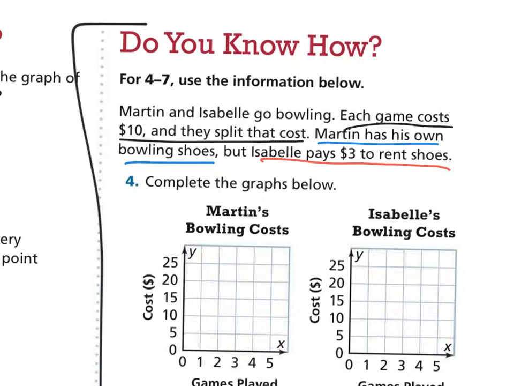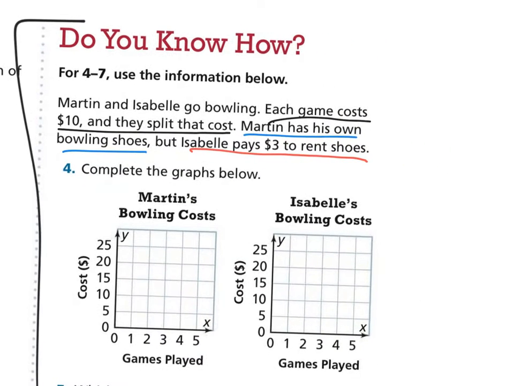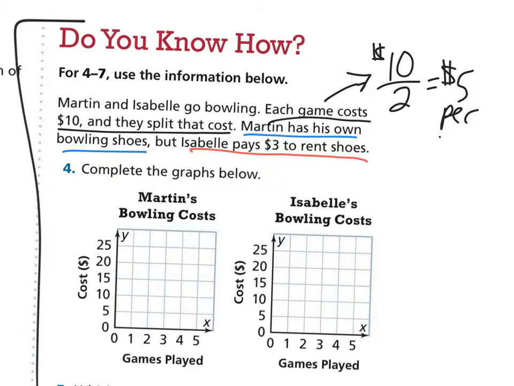One thing we might want to think about first of all is, if each game costs $10 and they're splitting that cost between the two of them, each of them would be paying $5. Good. All right, so it's $5 per game for the bowling part of it. But again, the shoes are going to be the difference maker between these two situations.